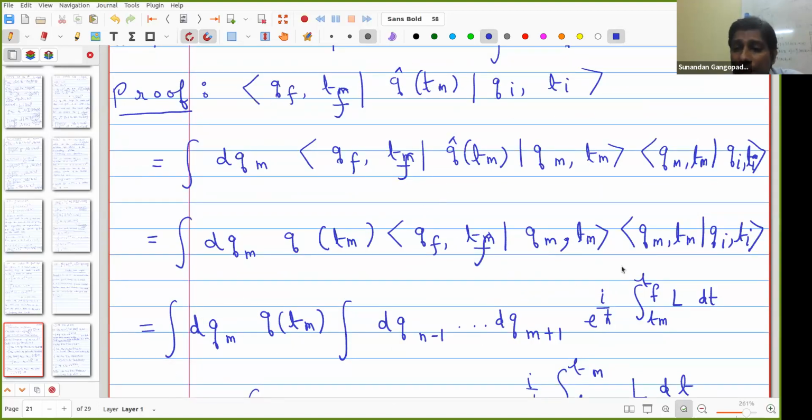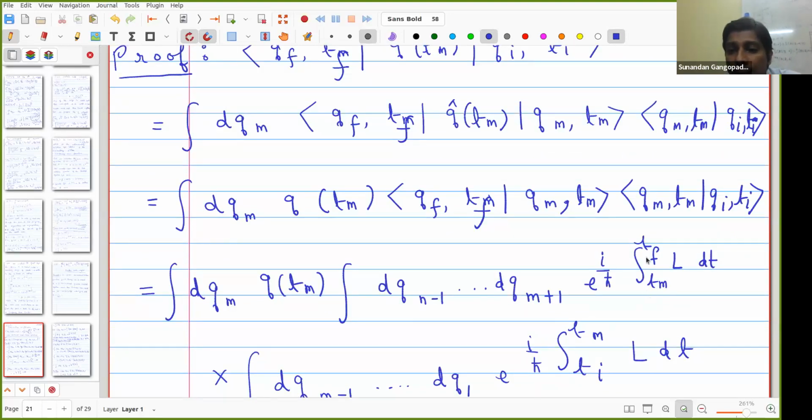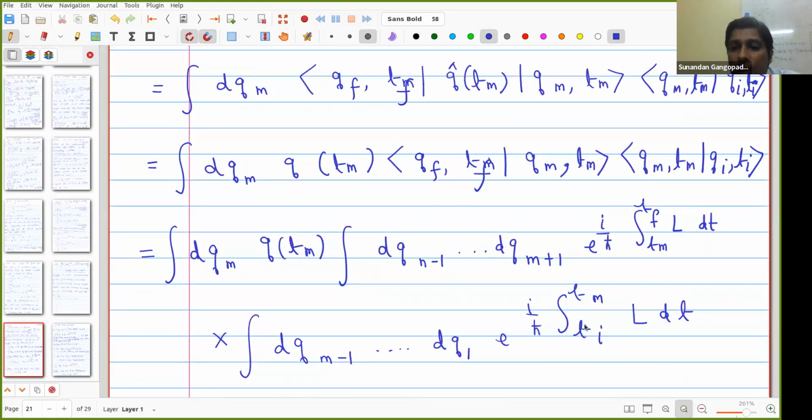This overlap, you know that there is a path integral representation. So the path integral representation for this is nothing but dq_{m+1} to dq_{n-1} e to the power of i/ħ integral Tm to Tf, because the lower limit is Tm and the final upper limit of time is Tf, L dt. And similarly for this one also, you can write that it is an integral from q1 to q_{m-1}, the earlier time interval, then e to the power of i/ħ from the lower time Ti to upper time Tm, L dt.